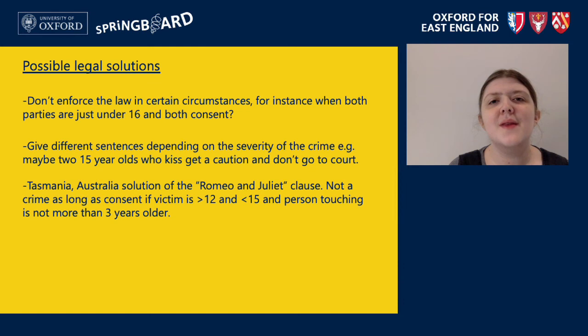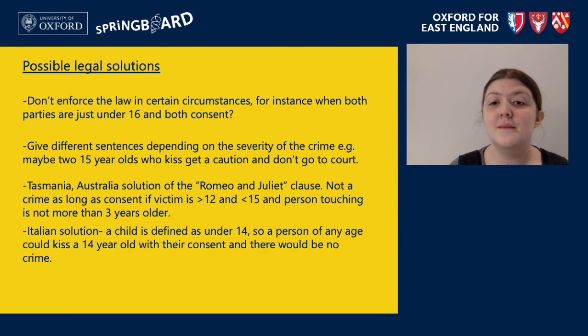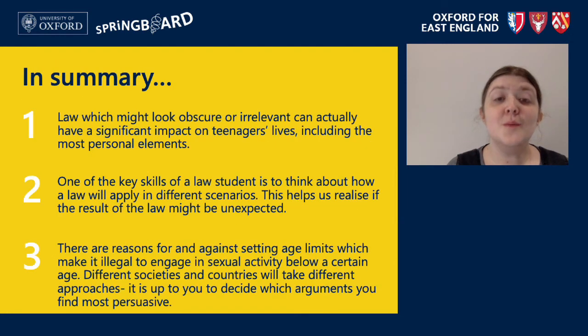Why do you think that there is this difference between the law of England and the law in this part of Australia? In Italy, a child is considered to be someone under 14, rather than the English definition of 16. So, in Italy, a person of any age could kiss a 14-year-old with their consent, and there would be no crime. So, here we have 3 points of summary for this video.